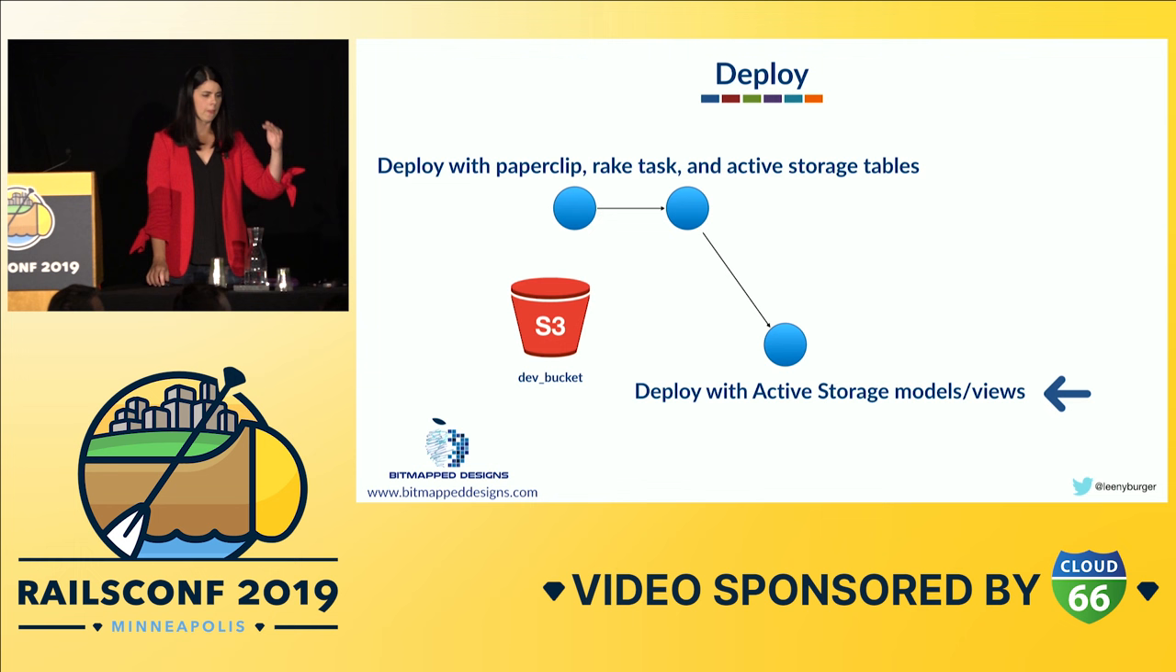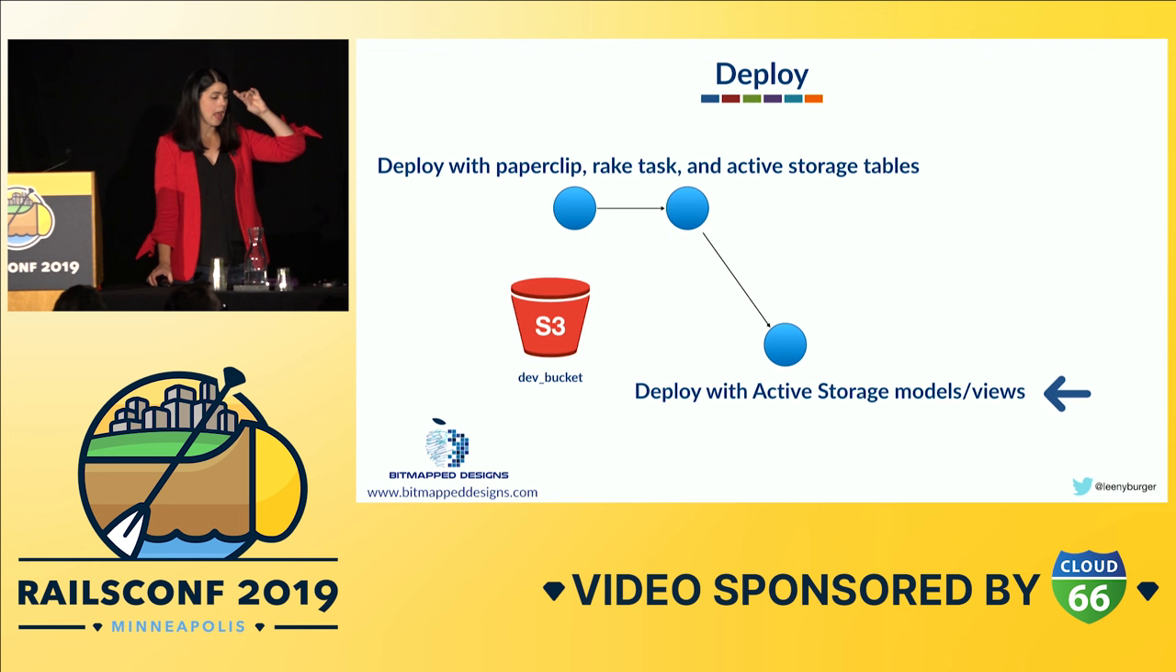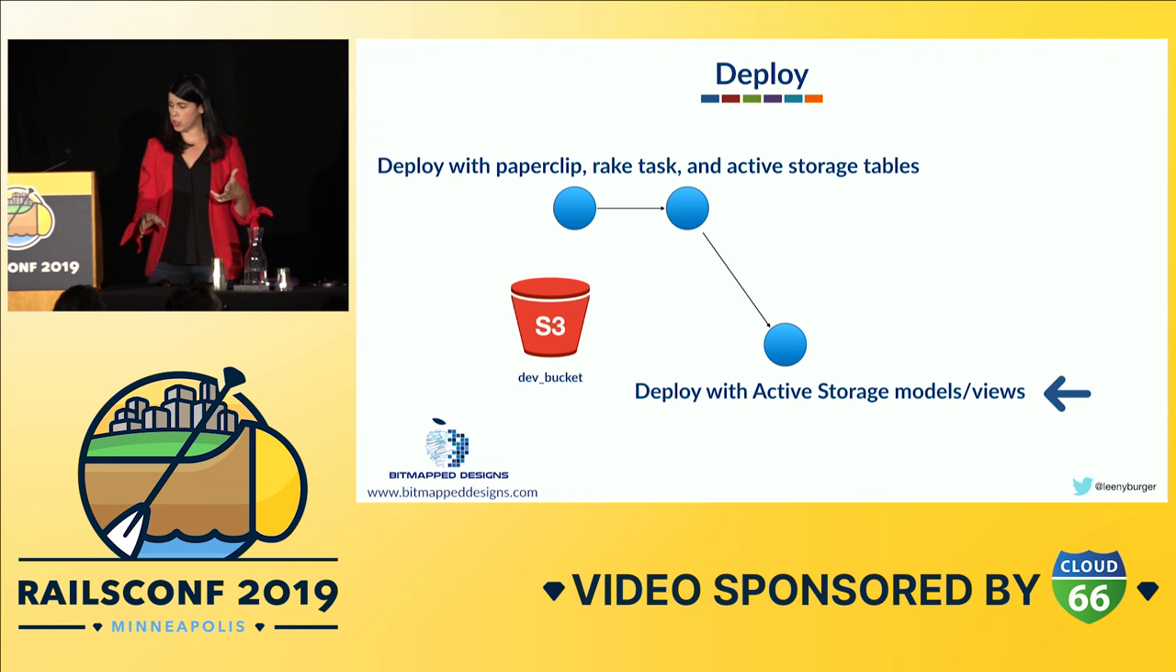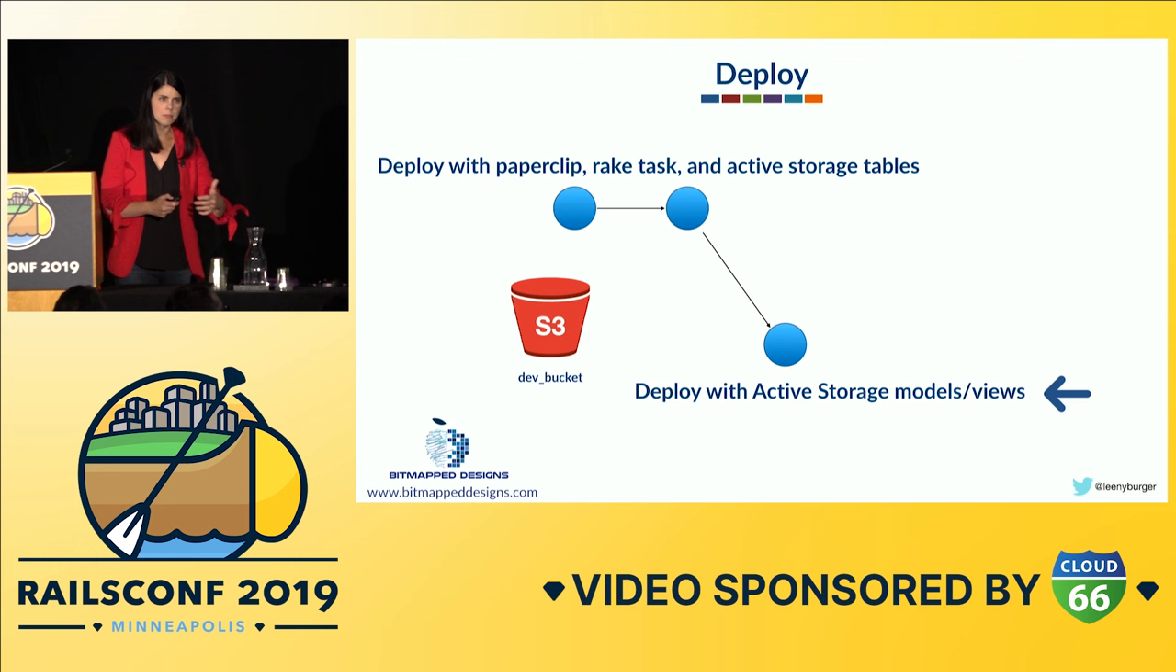All right, so we have already done what's up there: deploy with paperclip, run the rake task, and the active storage tables. The next step is to deploy with the active storage models and views implemented that I just showed you. And if that works, then you have completed, well, made good progress on your migration to active storage.